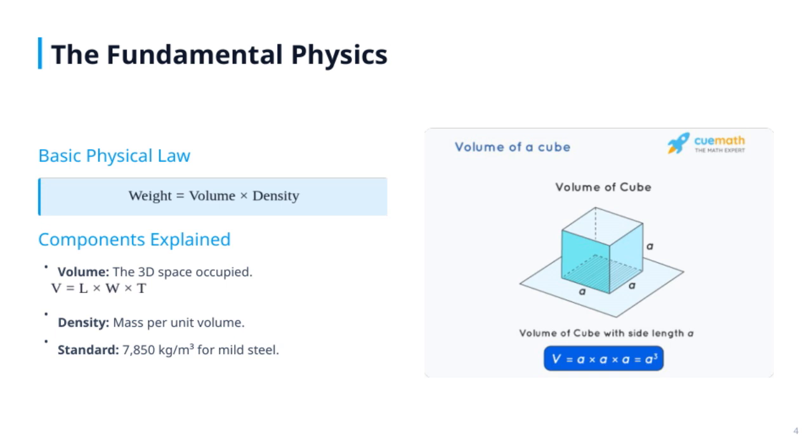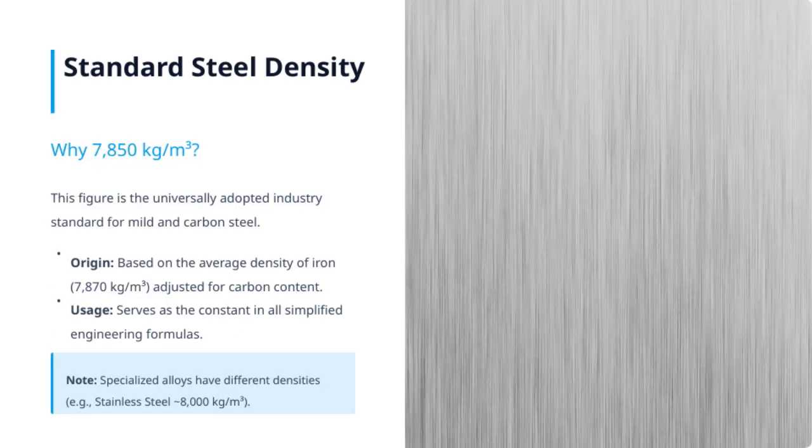So, when we talk about the fundamental physics behind materials, these concepts are foundational. They help explain why materials behave the way they do under various forces and environments. Let's talk about the density of standard steel. As you can see, specialized alloys can have different densities. For example, stainless steel has a density of about 8,000 kilograms per cubic meter. But for our purposes, we use a standard value. This value acts as a constant in many simplified engineering formulas, making calculations more straightforward.